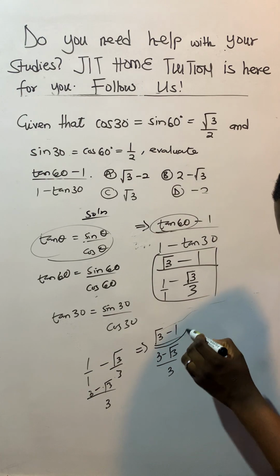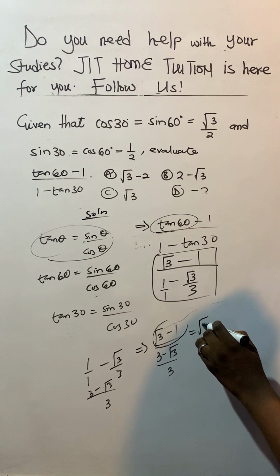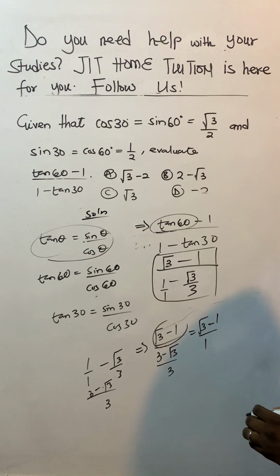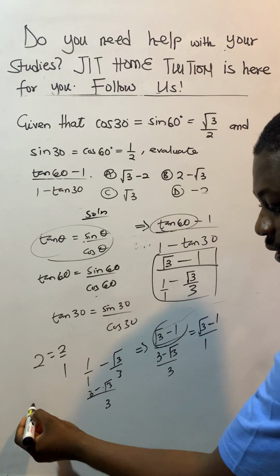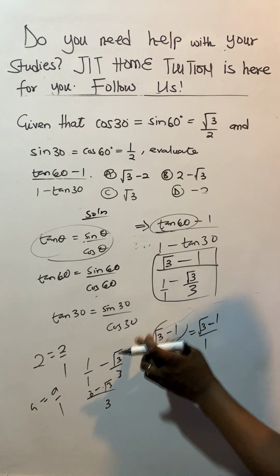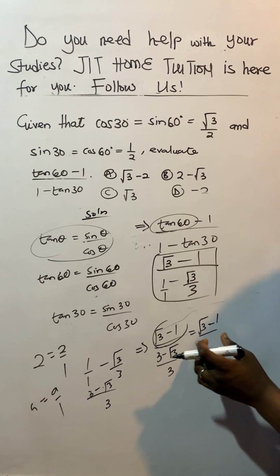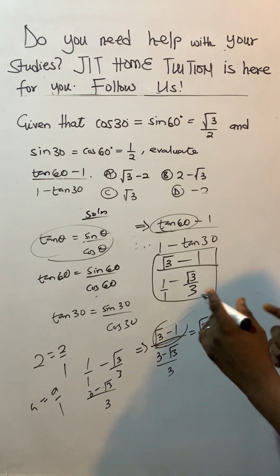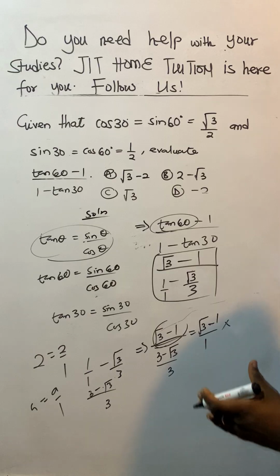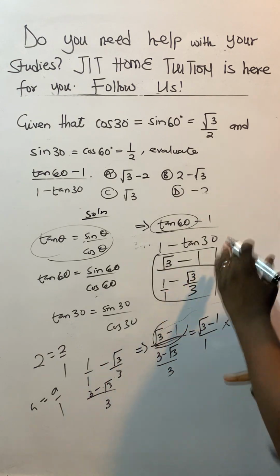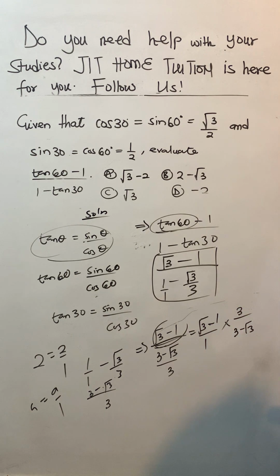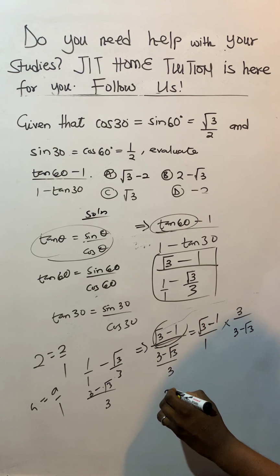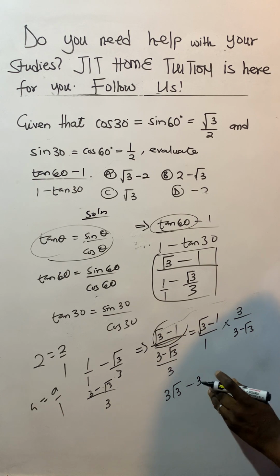So ideally what you are seeing over here is supposed to be root 3 minus 1 all over 1. For example, when you see any number, 2 is the same as 2 over 1. A is the same as A over 1. So the top one is supposed to be over 1. Since they are dividing, the division sign here will change to multiplication. Then it will reciprocate like we did initially, giving you 3 over 3 root 3 minus 3. Then you multiply, giving you 3 root 3 minus 3.